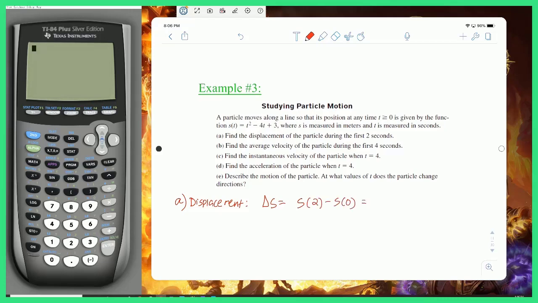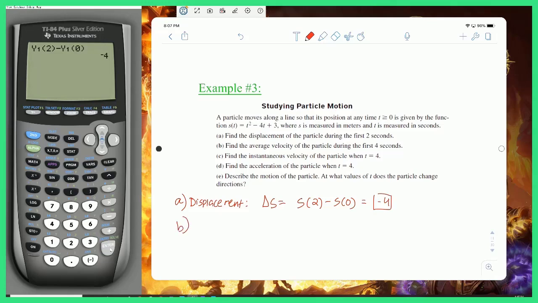And so if we use our calculator, we just put it right in here into y equals, and then we can just do vars, y vars function y1 of 2 minus vars function y1 of 0. And this will give us the displacement, which is negative 4. Negative 4 is the displacement for letter A.